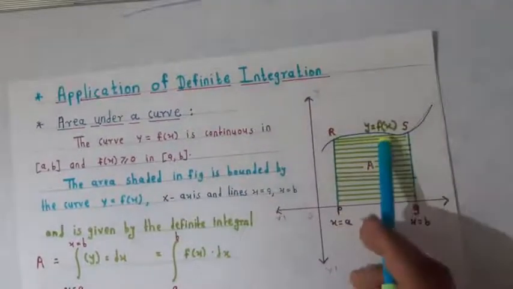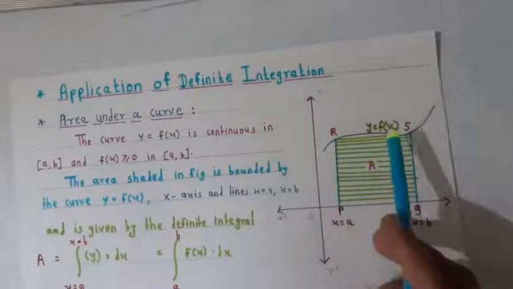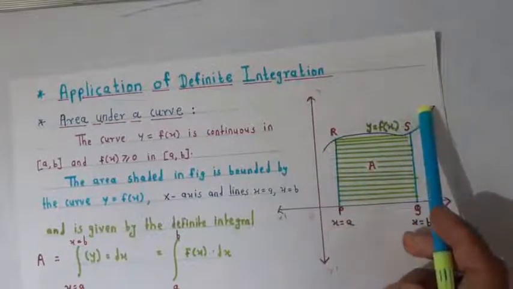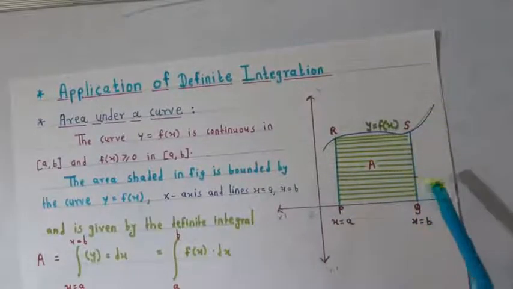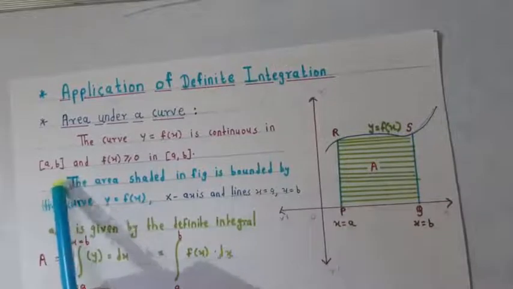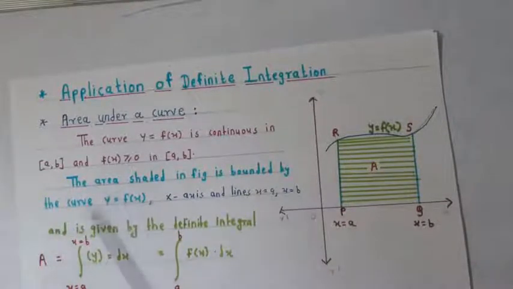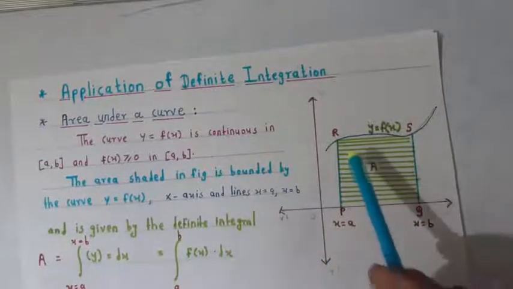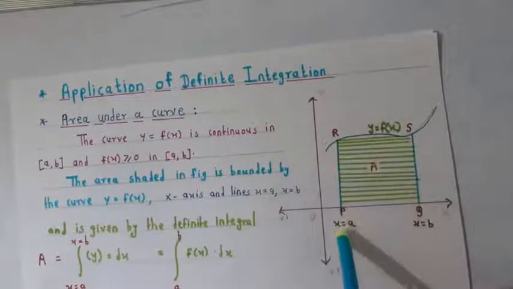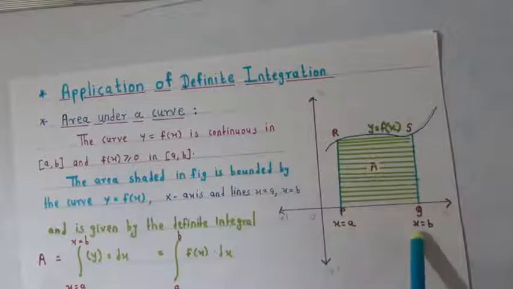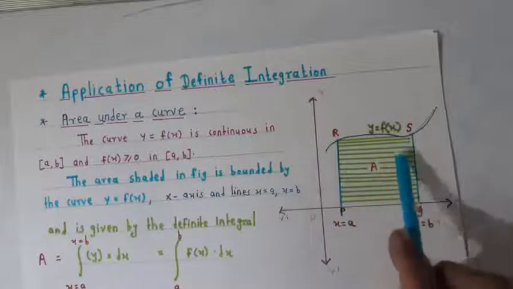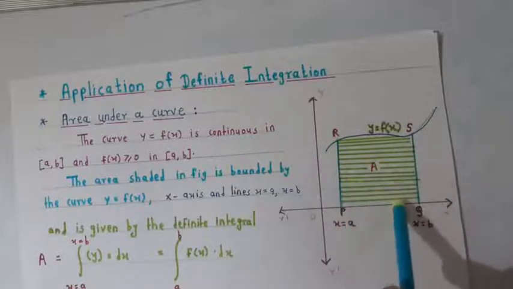Suppose y equal to f of x is any curve. See students, suppose this is the curve y equal to f of x, and the curve is continuous in the interval a to b. Now let us see, this is the curve in the interval from x equal to a to x equal to b, and this is the area under the curve. The shaded region is the area under the curve.